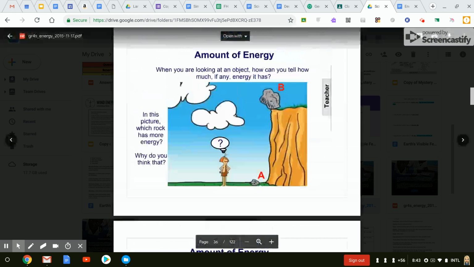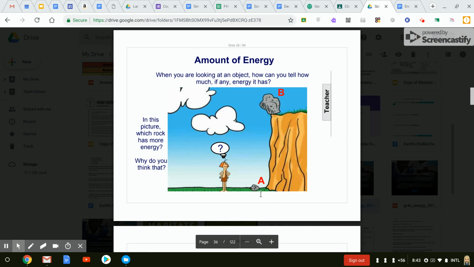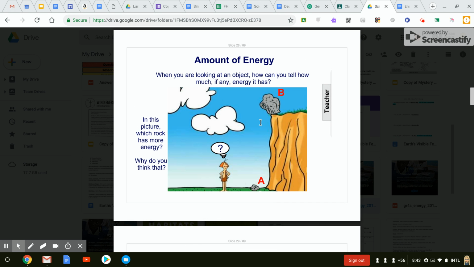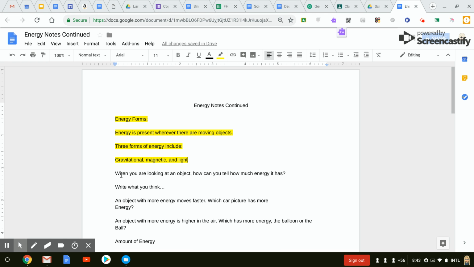So if you look at this picture, you notice the rock here, point A, and then the rock here labeled B, and it's asking you, when you are looking at an object, how can you tell how much, if any, energy it has? So looking at these two rocks, how can you tell how much energy they each have? You don't have to write down the question, but I do want you to answer that in your notebook before moving on to more notes.